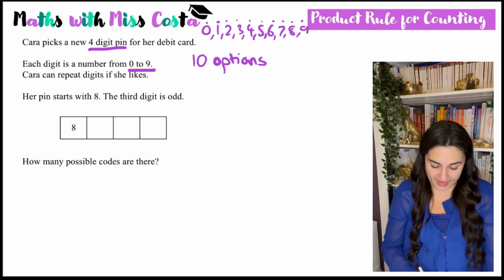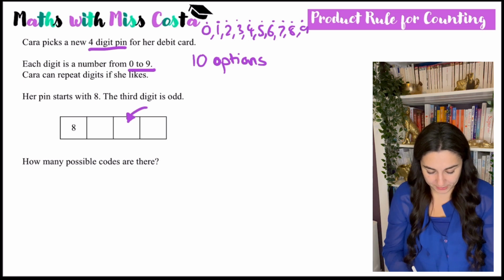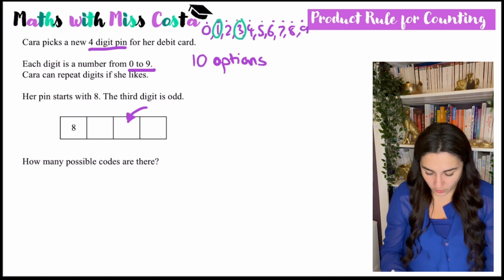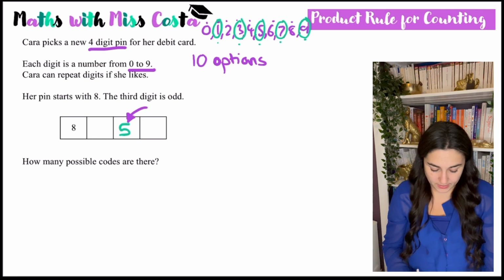Her PIN starts with 8. The third digit is odd. Okay, so I know that the third digit is odd. So how many numbers between 0 and 9 are odd? You've got 1, 3, 5, 7 and 9. That's 1, 2, 3, 4, 5 potential numbers.